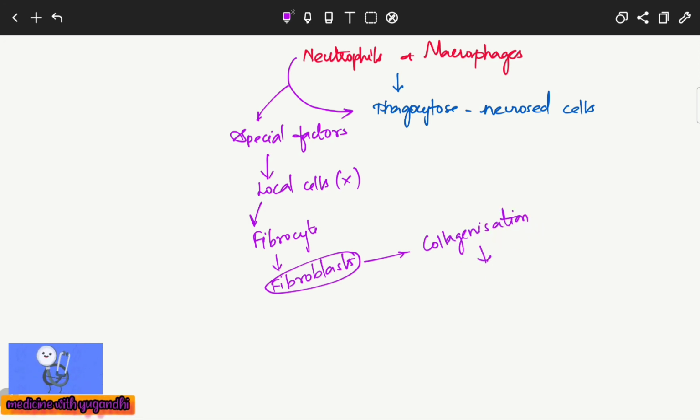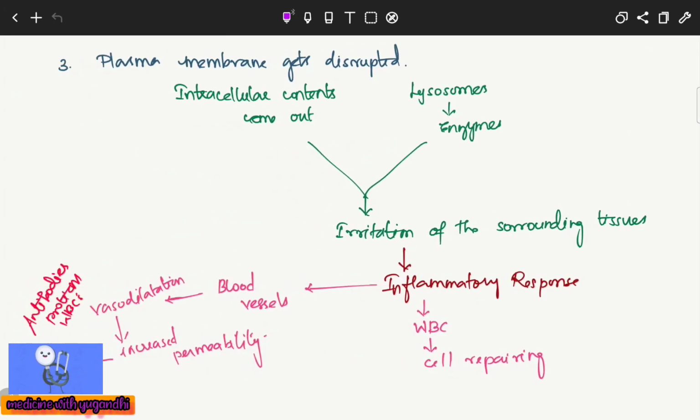As a result, the wound healing, or the repair of the necrosed cell, commences with scar formation. Another important thing: this kind of inflammatory response does not take place in apoptosis.